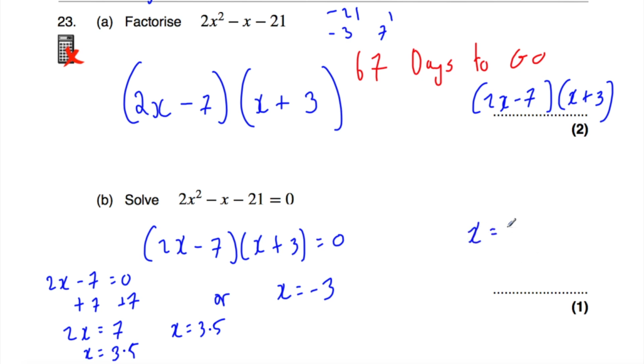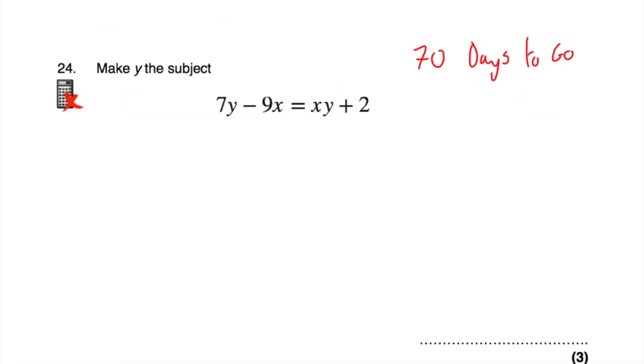So you could write x equals 3.5 or x equals minus 3. Or you could write this as a top-heavy fraction, or even a mixed number. You could write it as x equals 7 over 2 or x equals minus 3, and so on. And that's it. And if you got that, well done. Okay, let's have a look at our next question.